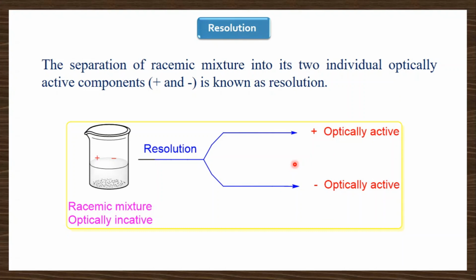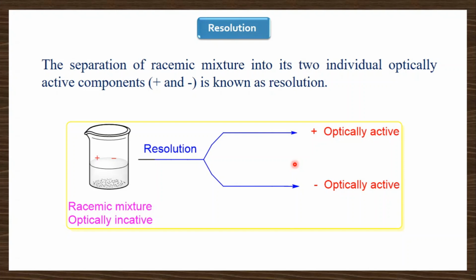Resolution means you have an optically inactive component, that is called a racemic mixture. Your racemic mixture is an equimolar mixture of two enantiomers, and that racemic mixture is optically inactive. Then by this resolution method, you are separating that racemic mixture or those enantiomers into two individual optically active components.